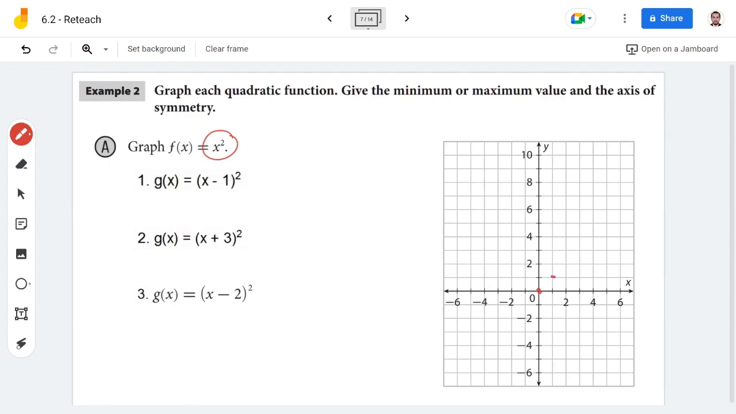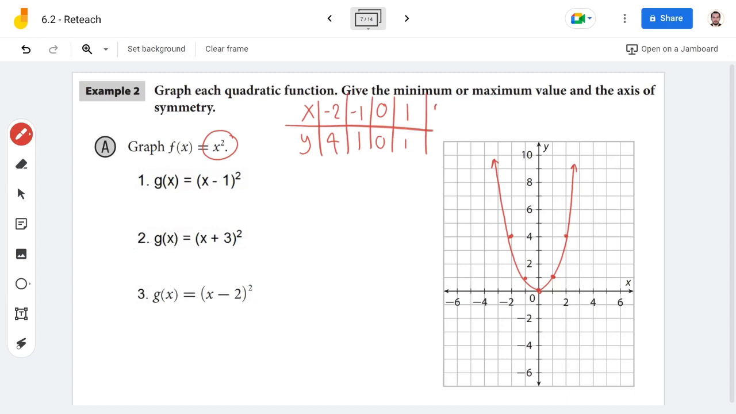So my parent function points are 0, 0, 1, 1, -1, 1, 2 and 4, -2 and 4 here. Then I can graph my function. This is the parent function. You can go back to see how I can graph it. You can just create the table, x, y: 0, 0, -1, 1, -2, 4. Same thing here, 1, 1, 2, and 4. Okay, so if you graph it, you will see it like this.